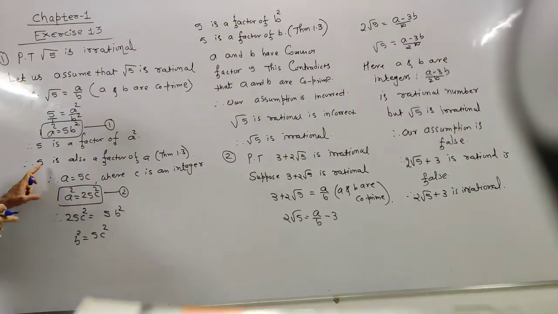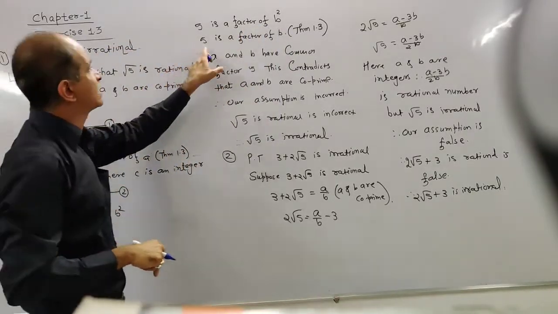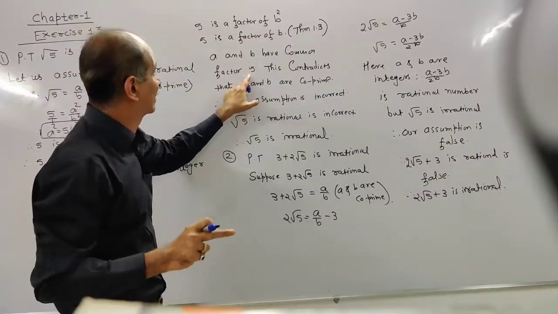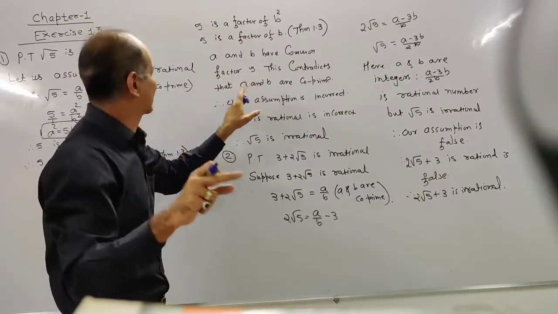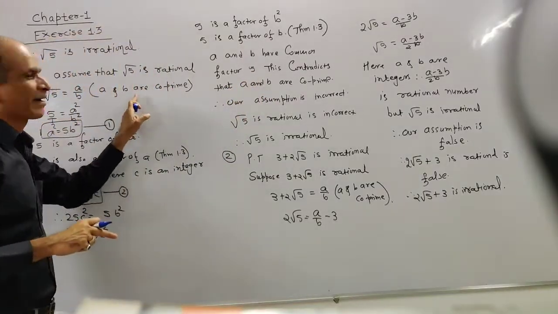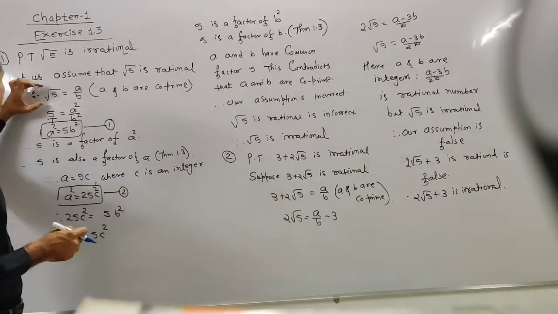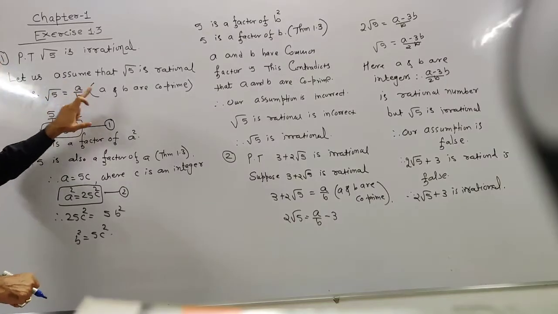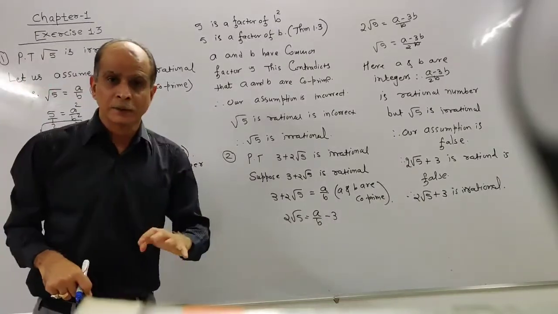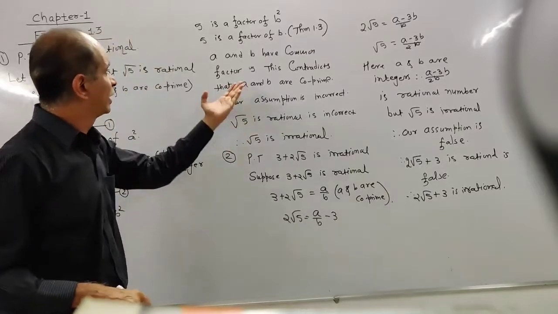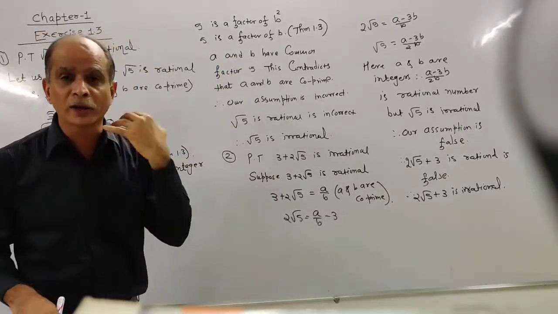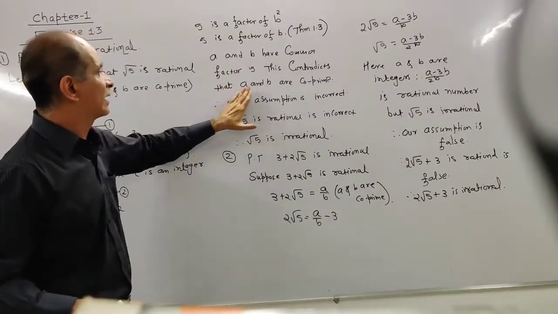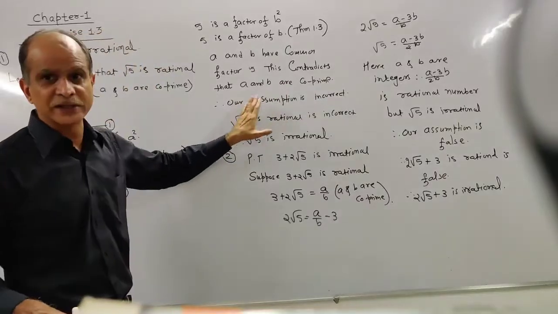So here 5 is a factor of a, and 5 is a factor of b. So a and b have one common factor, and this is 5. This contradicts that a and b are co-prime numbers, because here we assumed that under root 5 is rational, meaning under root 5 is equal to a by b, where a and b are co-prime, meaning there is nothing common in a and b. But here we proved that a and b have one common factor 5, which contradicts our assumption that a and b are co-prime. So our assumption is incorrect.